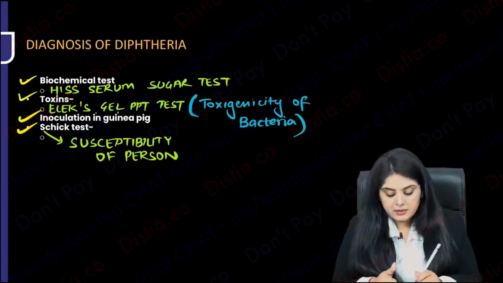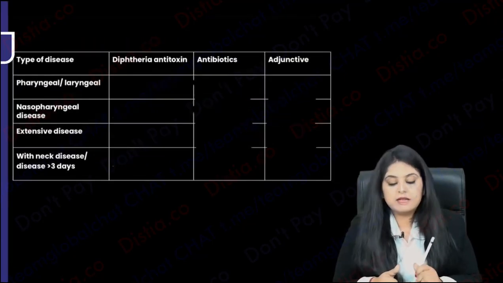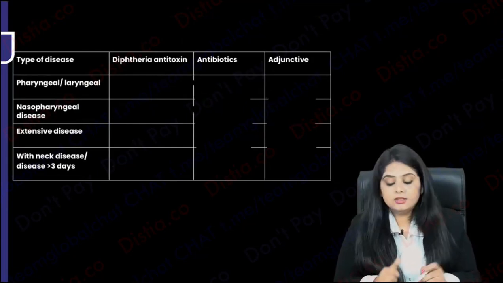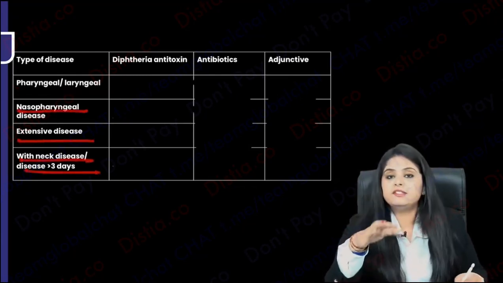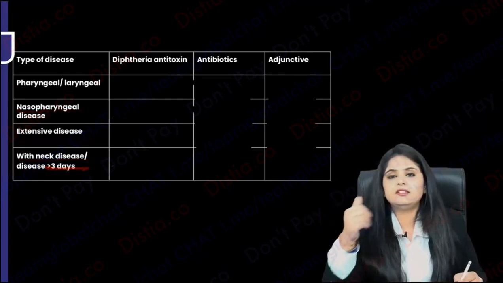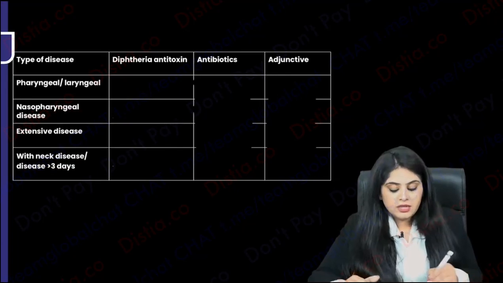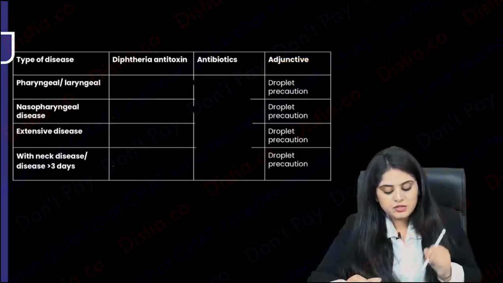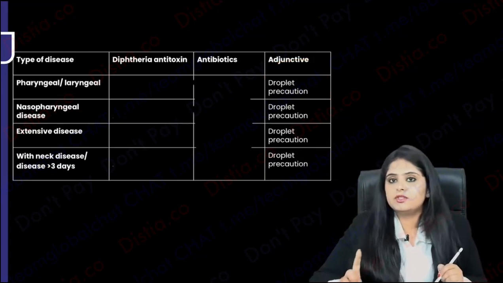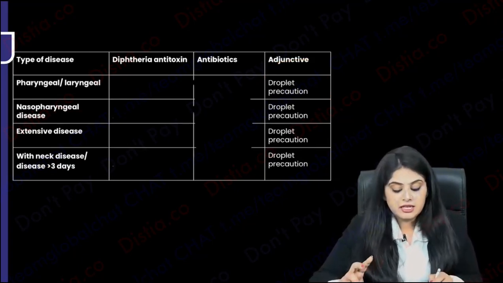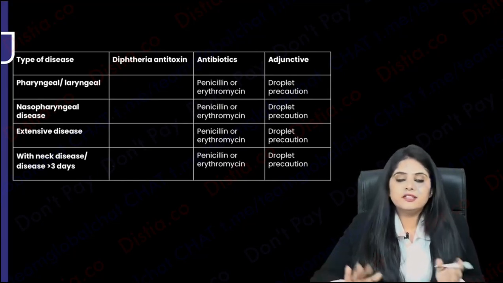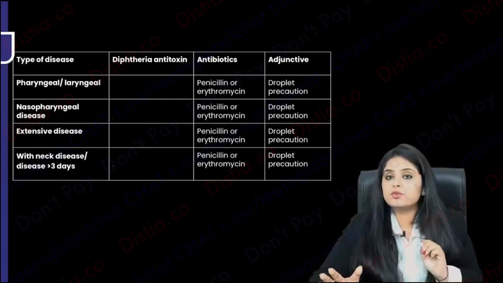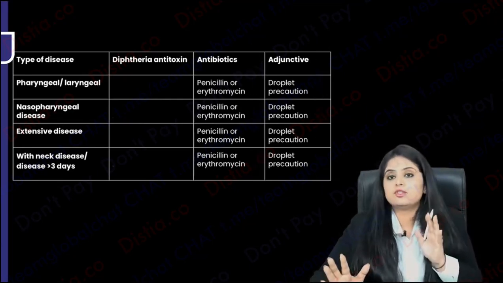Do you know that beyond all of this, we are obviously left with the treatment? First, whether it is pharyngeal or nasopharyngeal or extensive disease with more than 3 days and neck disease, in all of them, one thing that I will have to manage is droplet precaution, because this disease spreads with droplets. Second, I will have a set of antibiotics also, which is going to be penicillin or erythromycin depending on the patient's tolerance. Penicillin or erythromycin antibiotics will be there in all situations, droplet precaution will be there in all situations.